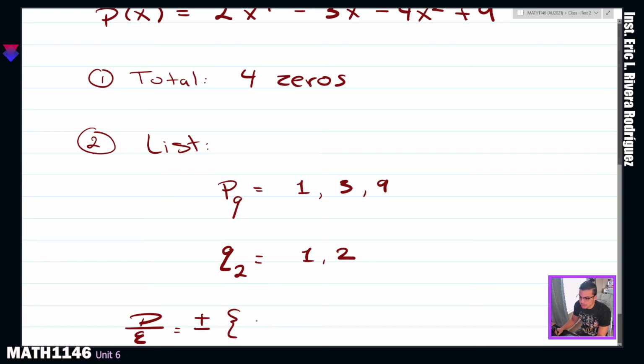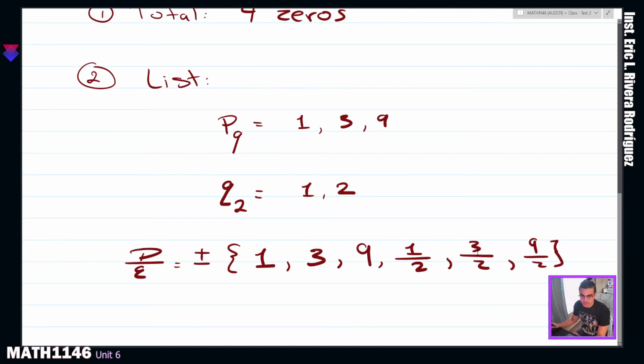So 1 over 1, 1. 3 over 1, 3. 9 over 1, 9. Now, 1 over 2, 1/2. 3 over 2, 3/2. 9 over 2, 9/2. Those are the possible rational zeros. Now, we need to find at least one zero.